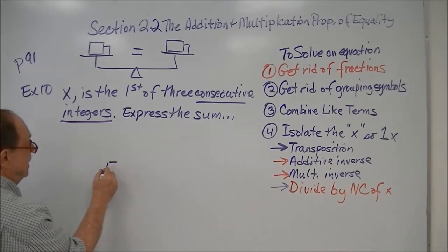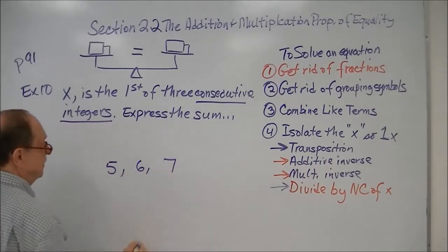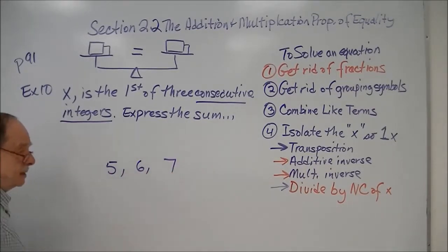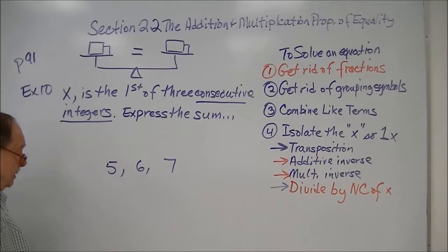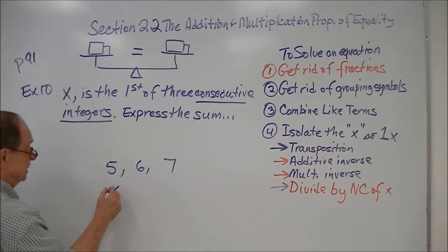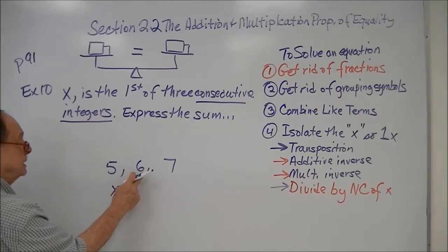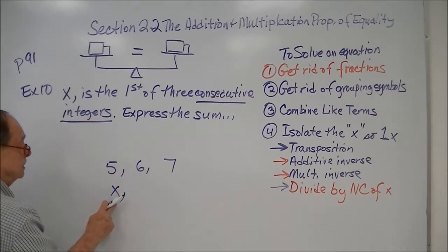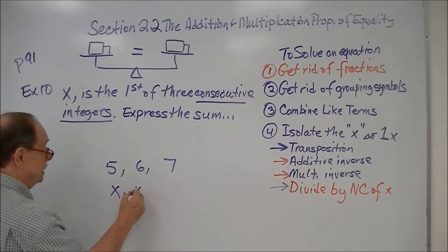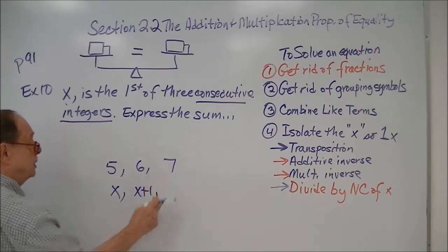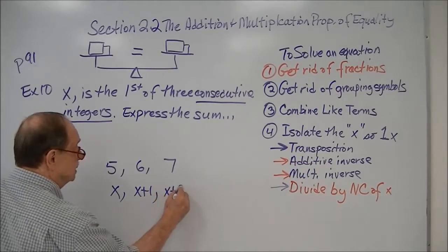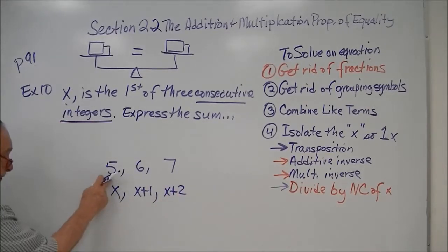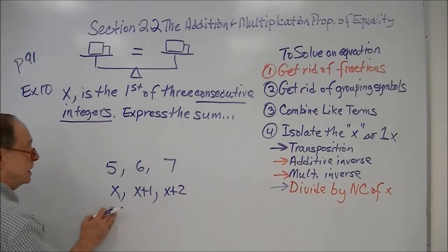Now, let's say we start with 5, 6, and 7. Now, these are 3 consecutive integers. But we want to put them into algebra, so to speak. So our first integer will be x. How do we write 6 now in terms of x? Yeah, x plus 1. And how do we write 7 in terms of x? x plus 2. So if x is 5, then we have 6 and we have 7. So we have written 3 consecutive integers.